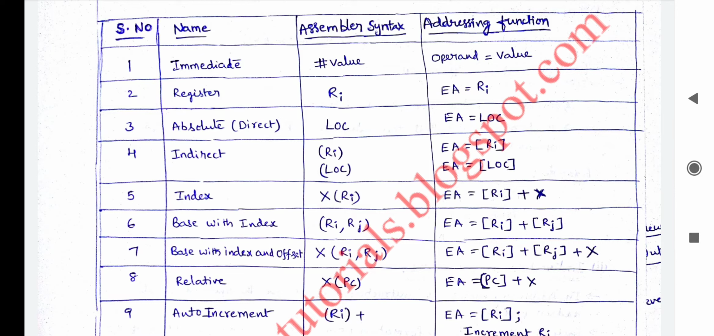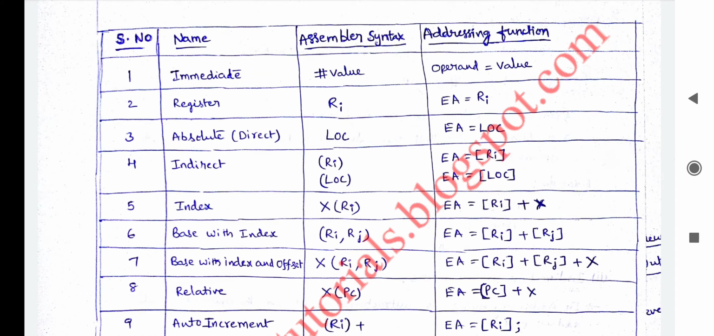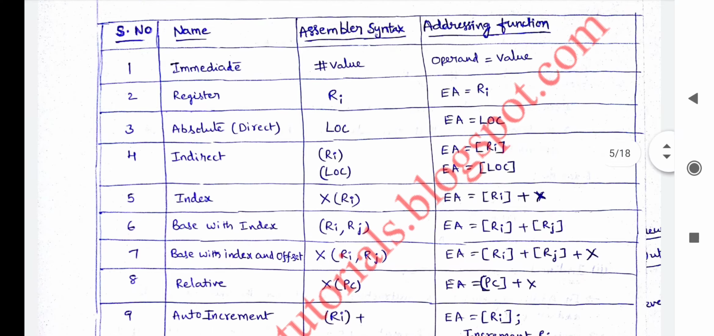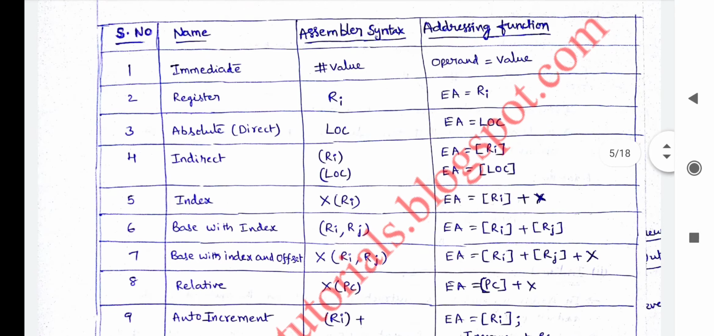Second one, register addressing mode. Register addressing mode, RI. EA is equal to RI. EA is nothing but effective address. Effective address is equal to register RI. Next, we have to discuss these addressing modes in detail later. First, we'll look at this.